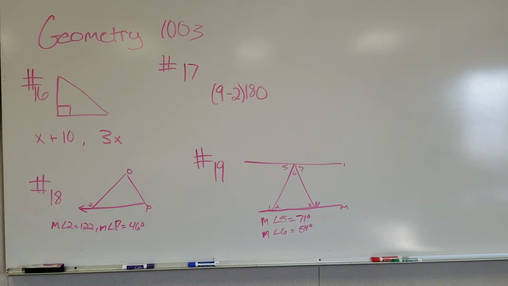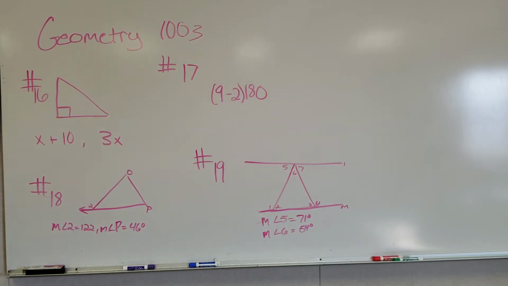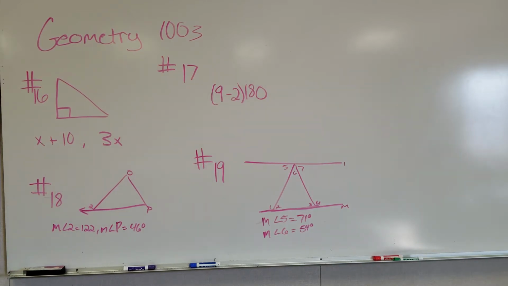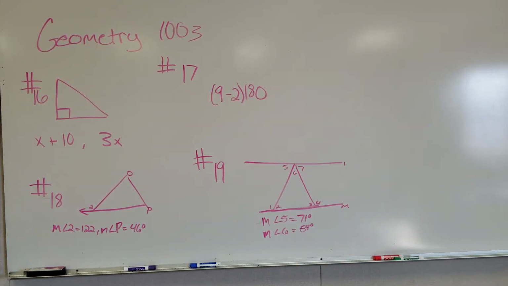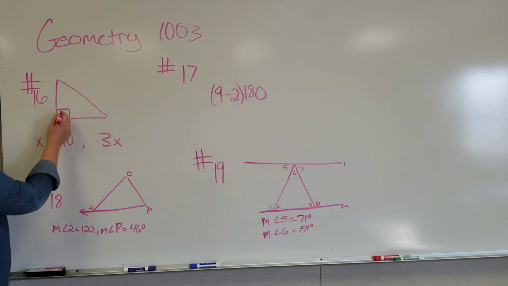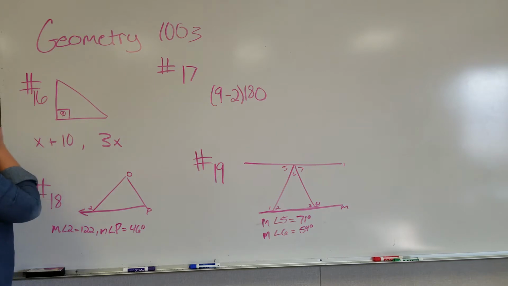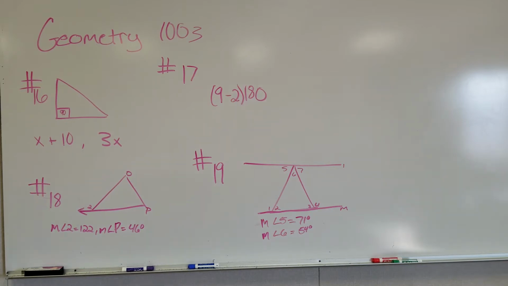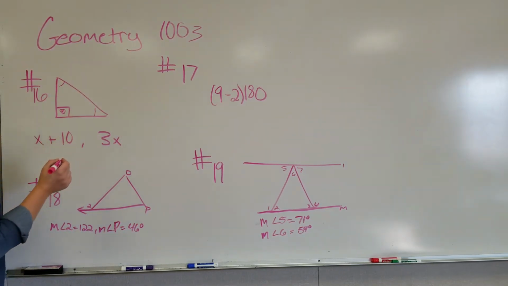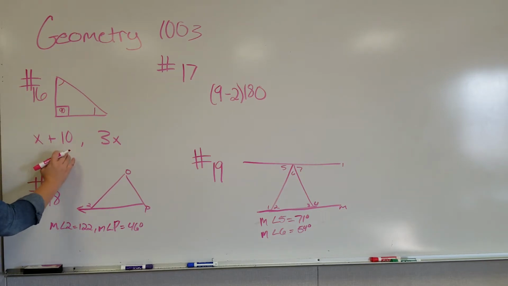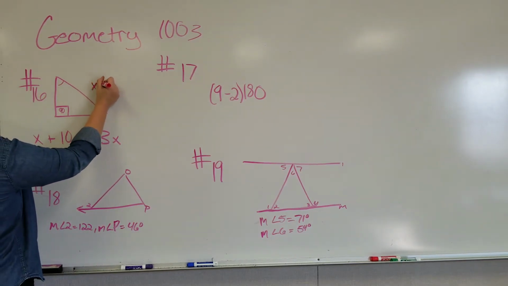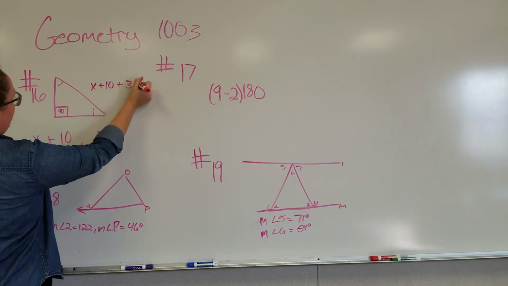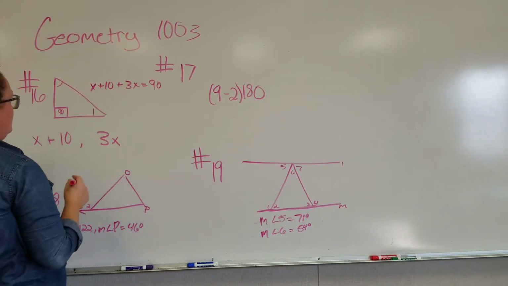All right, problem number 16 says, in a right triangle, the acute angles measure x plus 10 and 3x degrees. What is the measure of the smallest angle of the triangle? All right, so they tell you it's a right triangle. So that means one of the angles equals 90 degrees. That means the other two have to add to 90, because 90 plus 90 equals 180. So these two together have to add to 90. So they tell you x plus 10 and 3x. So you add those. x plus 10 plus 3x should equal 90 degrees, which would finish my triangle.